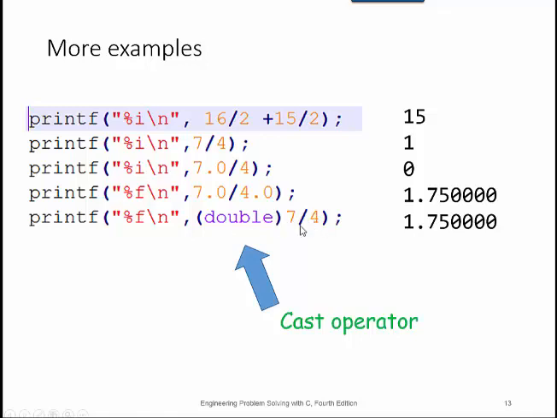They're both integers, but I can put in front of it what is called a cast operator. It means you cast it into a different data type. So I did a 7 divided by 4, but before I did that, I cast it into a double operation. So it made the answer be a double. I output it as a double, and look, I got the right answer.